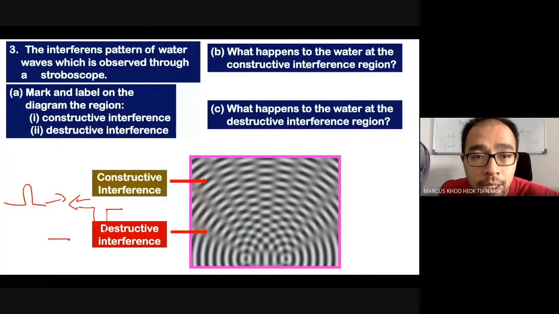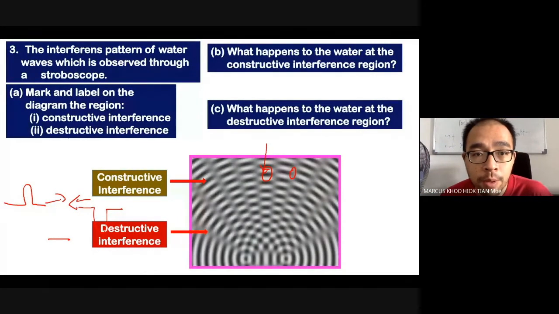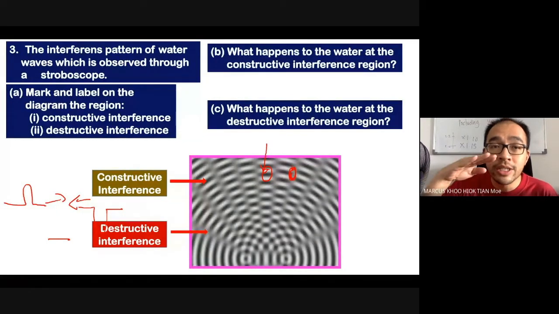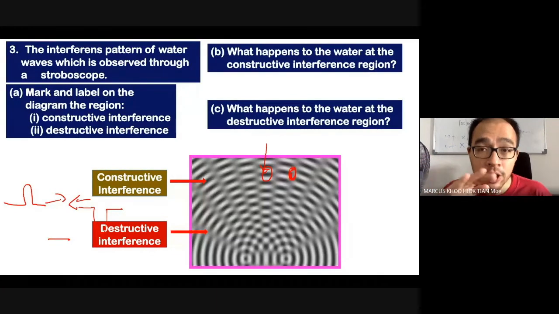So let's say you put a ball over here, and I put a ball at the destructive interference place. This ball over here is going to move up and down a lot more, whereas the ball at the destructive interference is going to be kind of calm. I'm not going to say it's totally calm, but it's going to be kind of calm because the waves have interfered and destructed.